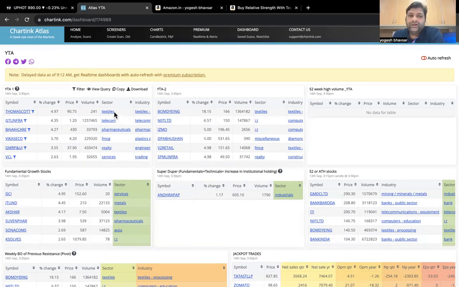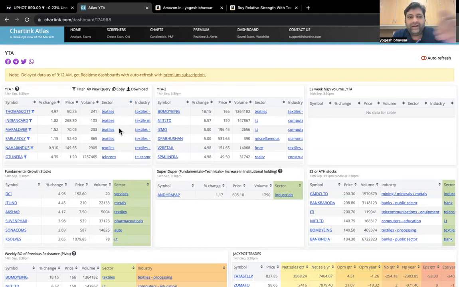The best part over here, you will also be able to see the sectors that are moving, and you will also see the small industry that it belongs to. So if you are a very specific sector kind of a guy and want to understand what sectors are moving today, all you have to do is just click it twice.